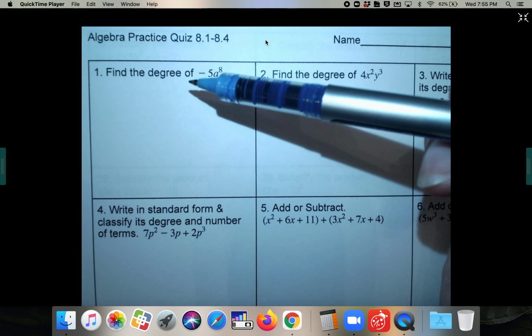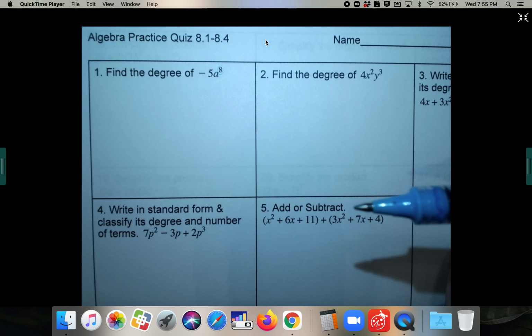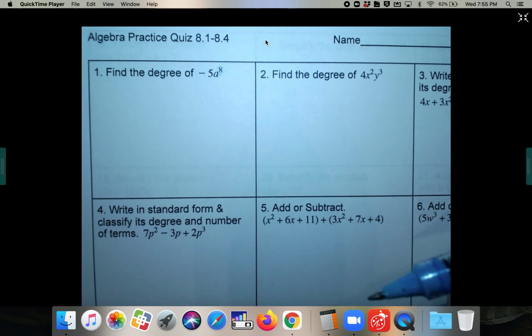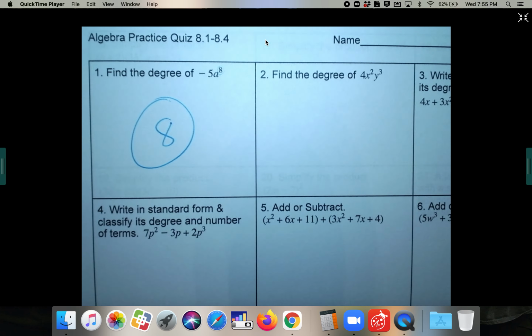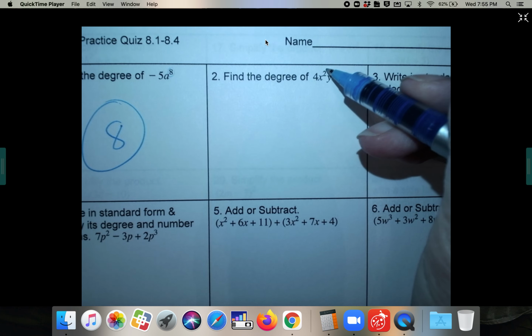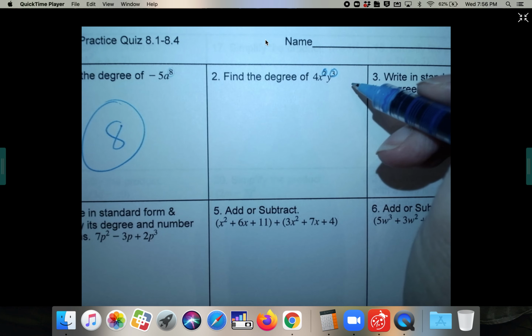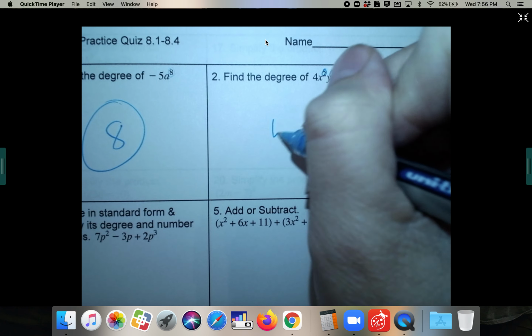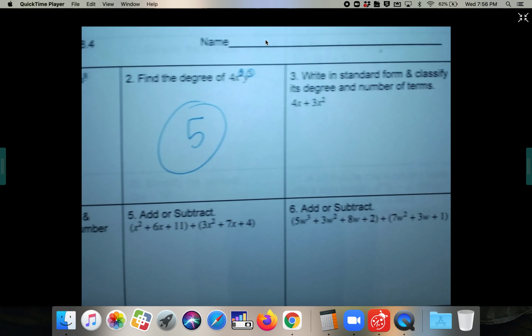Okay, when you're finding the degree, it just means the total number of exponents out of all the variables combined. So this one, the exponents are just 8. So the degree is the 8th degree, or you can just put 8. On number 2, the degree is: x has 2 and y has 3, and it's the total sum of them. So this would be the 5th degree. 2 plus 3 is 5.